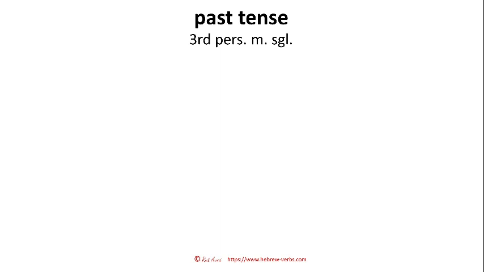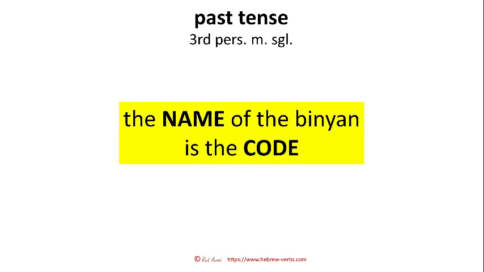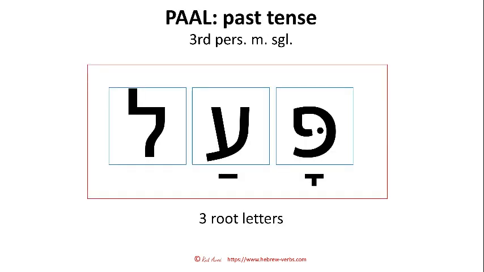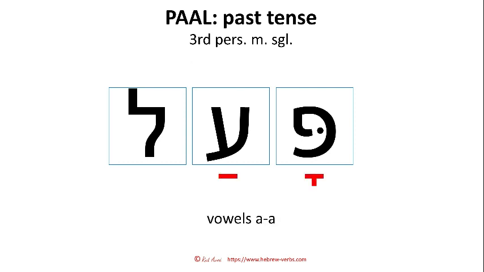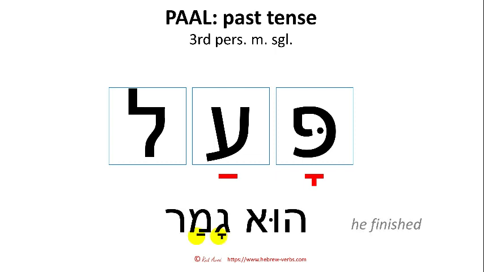How do we come to the past tense of the third person masculine singular in any binyan? Well, we look at the binyan, and the name of the binyan is the code. For example, PAAL. What do we see? We see 3 root letters and the vowels A. And that is already the past tense for the third person masculine singular. For example, hu gamar. He finished.